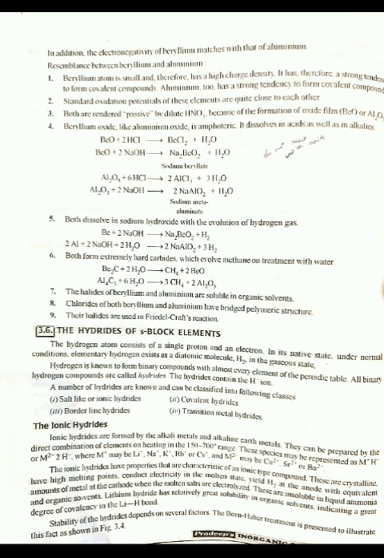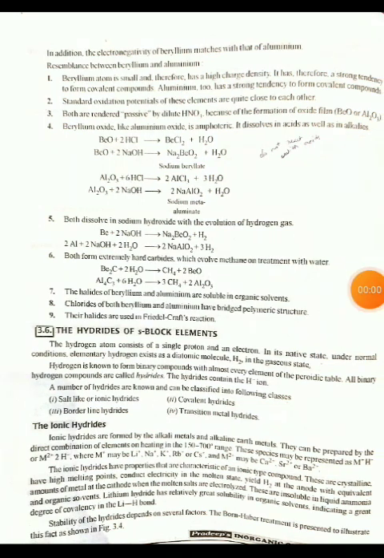First, salt-like or ionic hydrides. Second, covalent hydrides. Third, borderline hydrides. Fourth, transition metal hydrides. The ionic hydrides. Ionic hydrides are formed by the alkali metals and alkaline earth metals. They can be prepared by the direct combination of elements on heating in the 150 to 700 degree range.